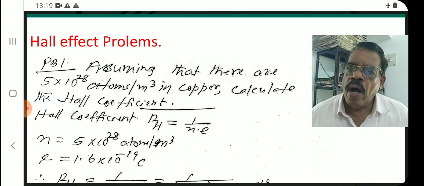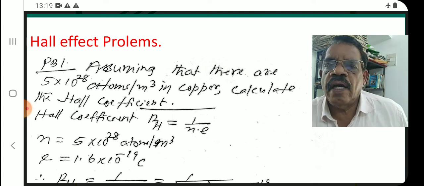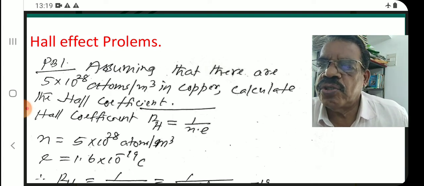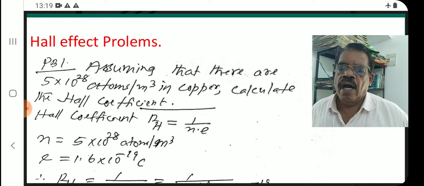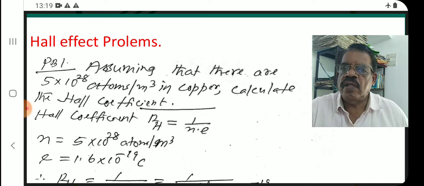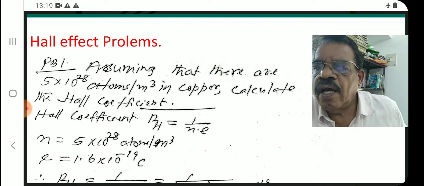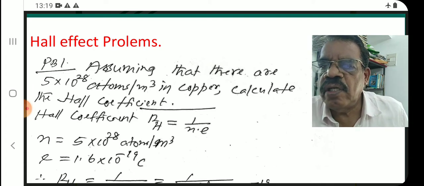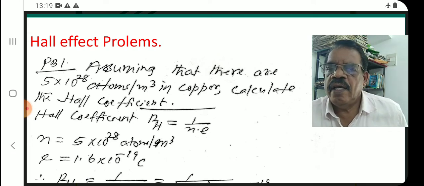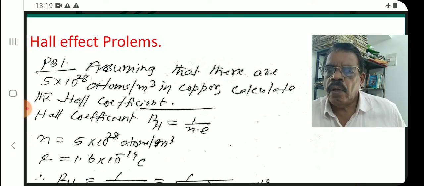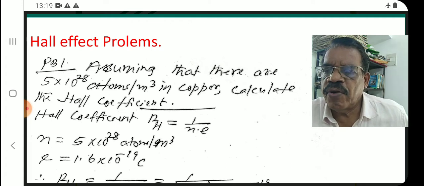Problem number 1. Assuming that there are 5 into 10 raised to 28 atoms per meter cubed in copper, calculate the Hall coefficient. You see the question? Assuming that there are 5 into 10 raised to 28 atoms per meter cubed in copper metal, calculate the Hall coefficient. And you know the formula for Hall coefficient.